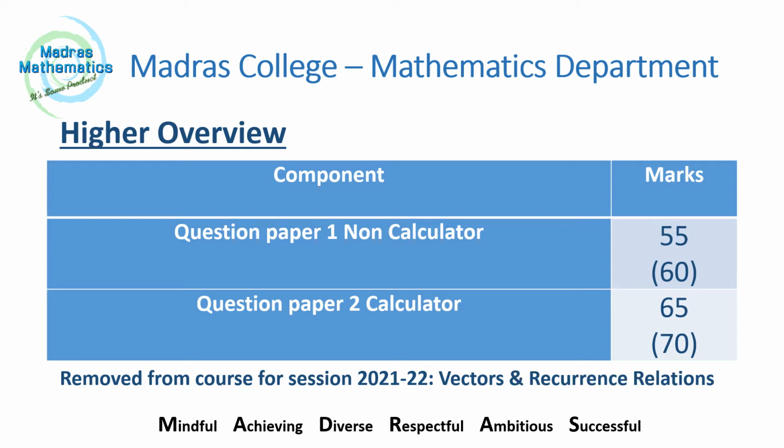For the higher course, you can see a similar pattern. Again, a big portion of the marks go down to the non-calculator paper. However, it's been slightly shortened from 60 marks to 55, and the calculator paper, again, you can see has been shortened slightly, and a couple of topics have been removed for this session. This should hopefully support candidates, regardless to whether they've been self-isolating, etc. We have a reduced coursework to cover.